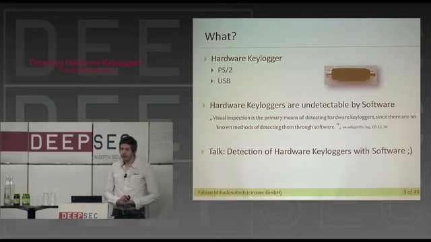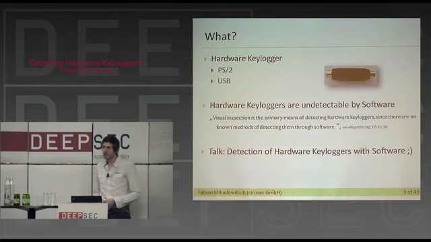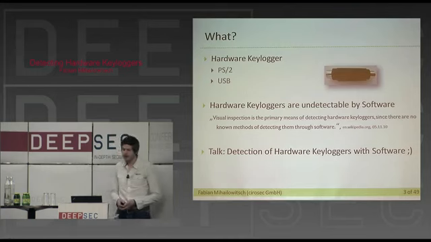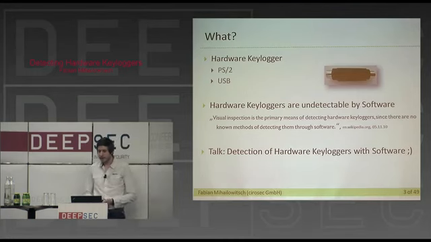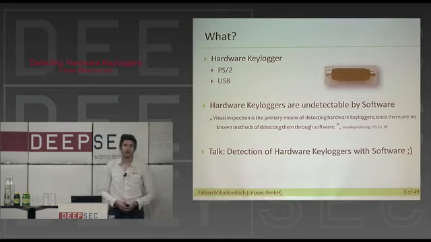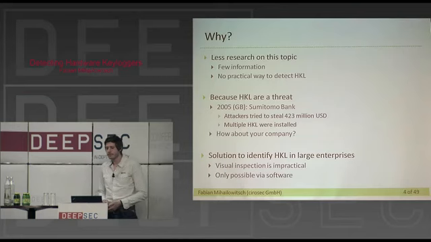So today we are going to talk about hardware-based keyloggers, basically PS2 and USB-based keyloggers. In general, people think hardware keyloggers cannot be detected in software. For example, you have that nice quote on Wikipedia, which says visual inspection is the primary means of detecting hardware keyloggers since there are no known methods of detecting them through software. However, today I'm going to show you how to actually detect them in software.